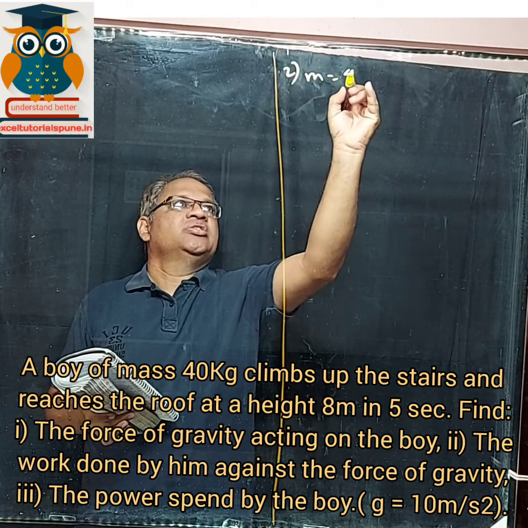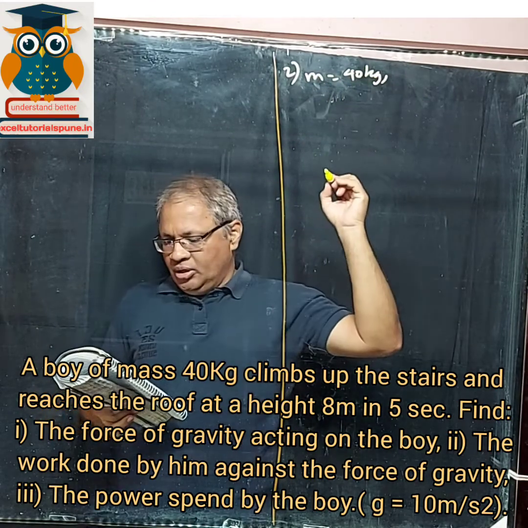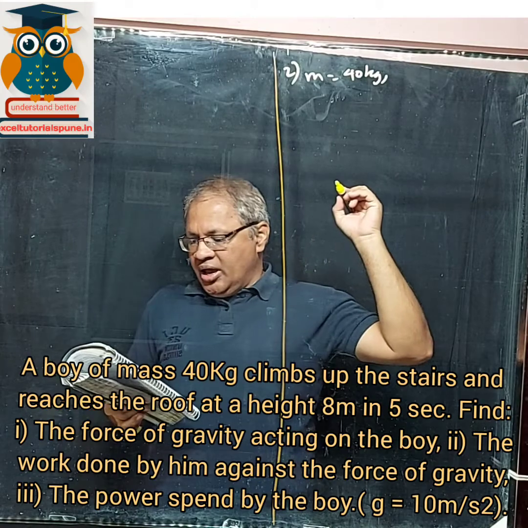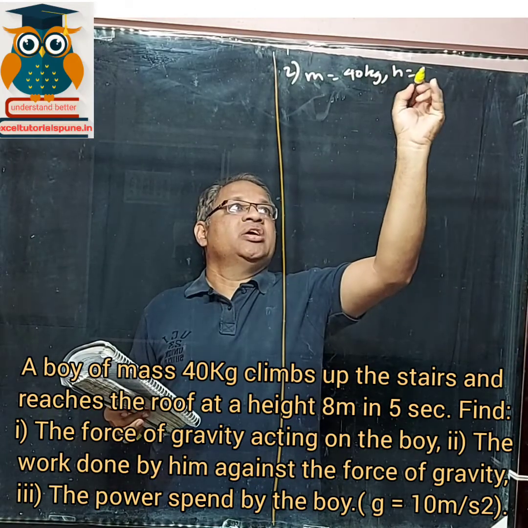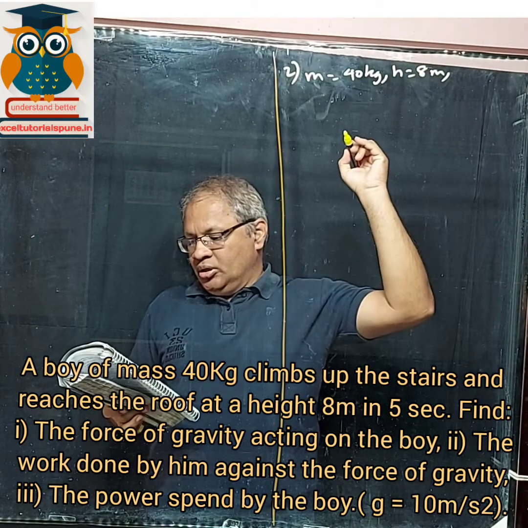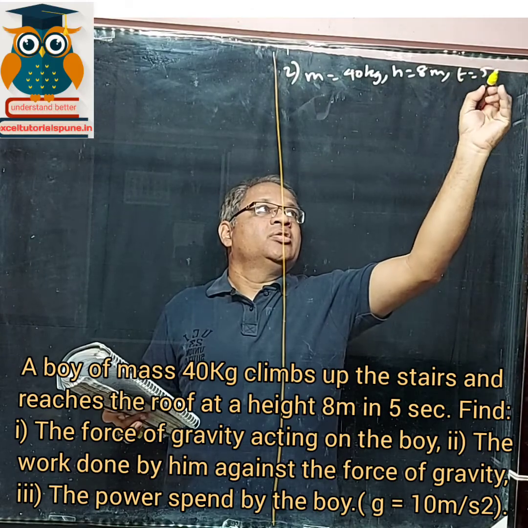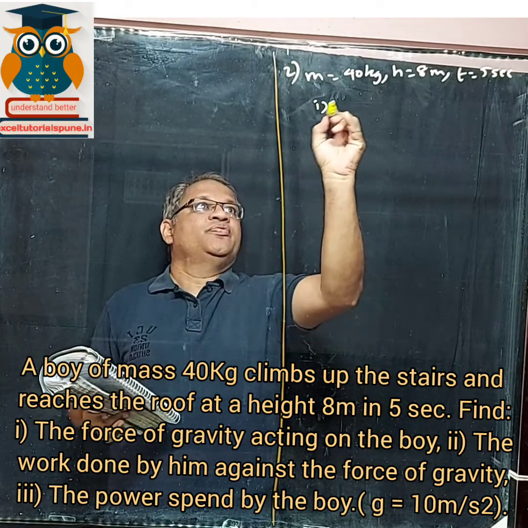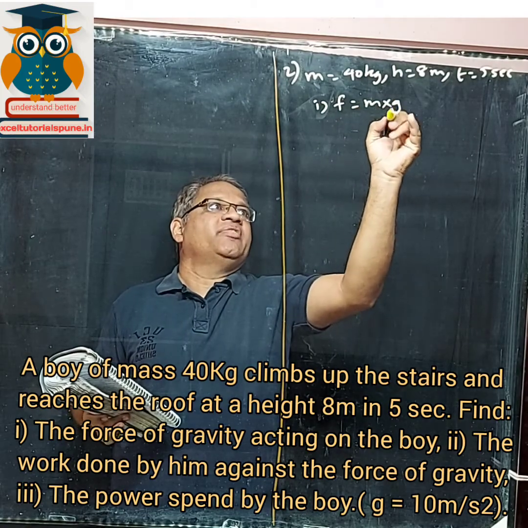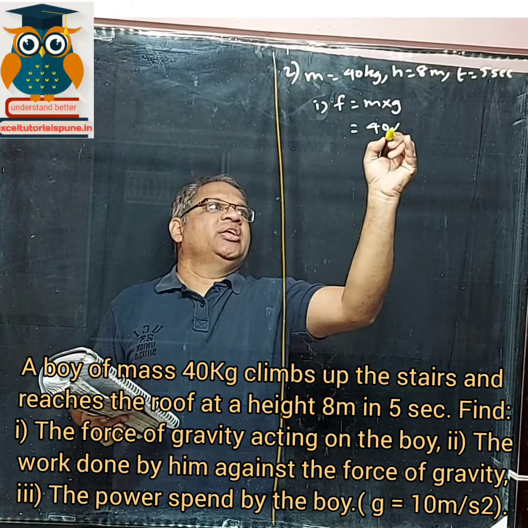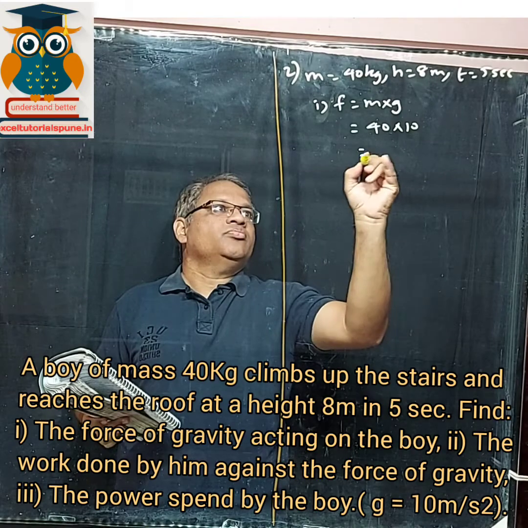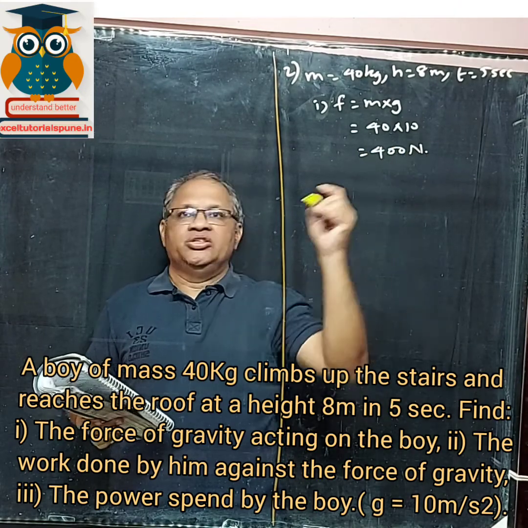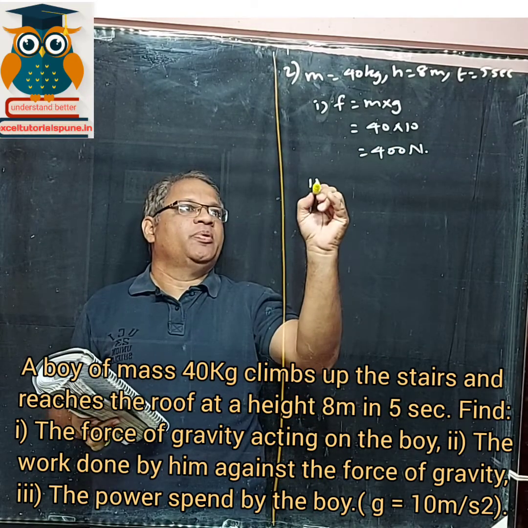So here boy of mass 40 kg. So mass is 40 kg. Height of the roof is 8 meter. Then time is 5 seconds. Calculate the force acting. So force is equal to mass into gravity. Mass is 40, gravity is given 10, so 400 Newton. Just remember the units have to be written properly.